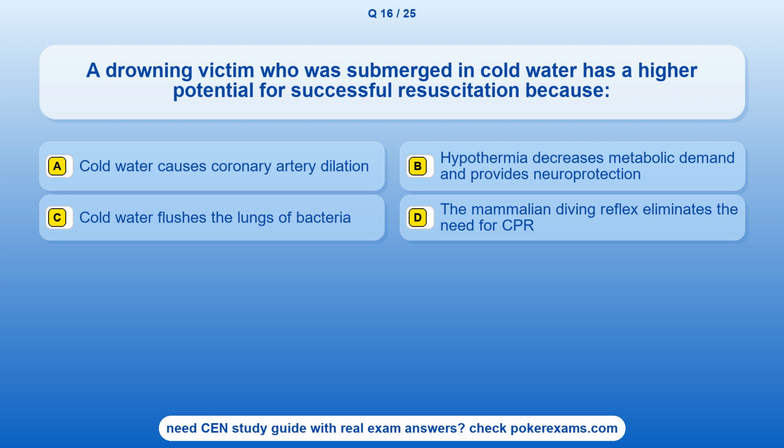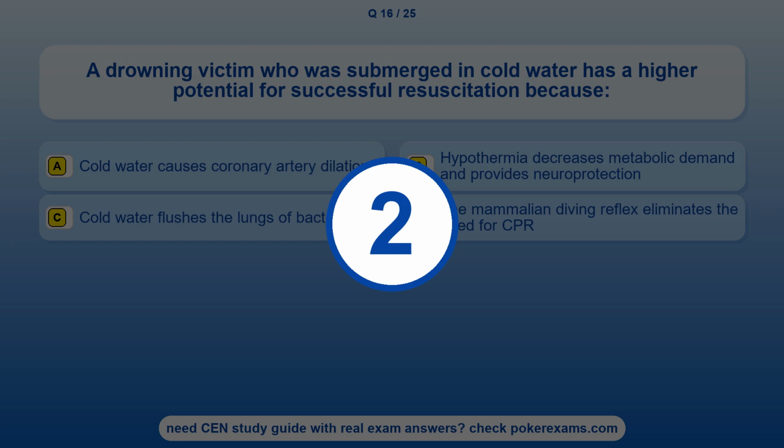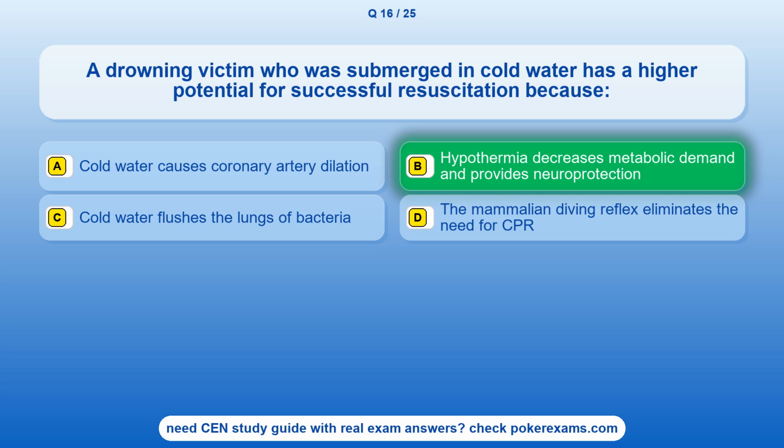Option A. Cold water causes coronary artery dilation. Option B. Hypothermia decreases metabolic demand and provides neuroprotection. Option C. Cold water flushes the lungs of bacteria. Option D. The mammalian diving reflex eliminates the need for CPR. The correct answer is option B. Hypothermia decreases metabolic demand and provides neuroprotection.